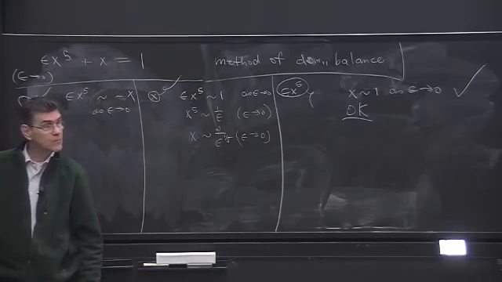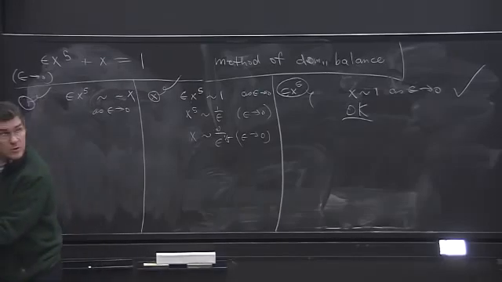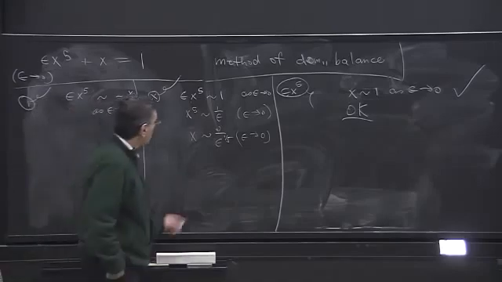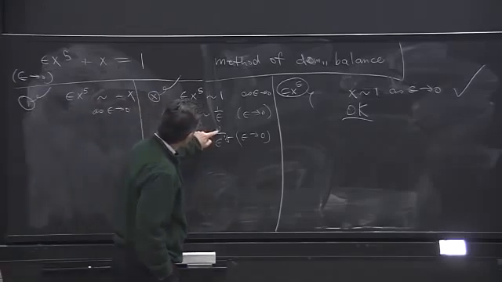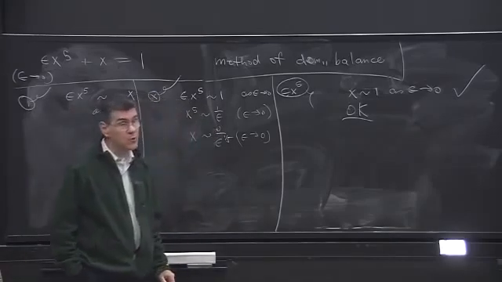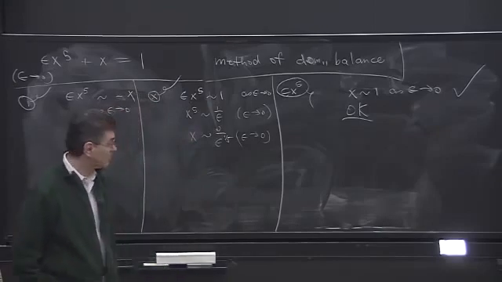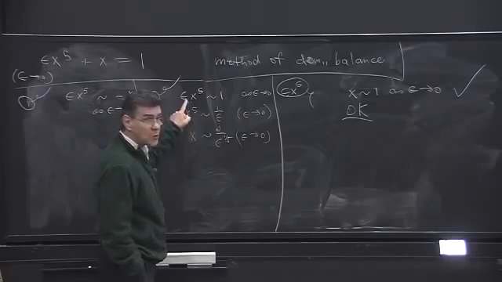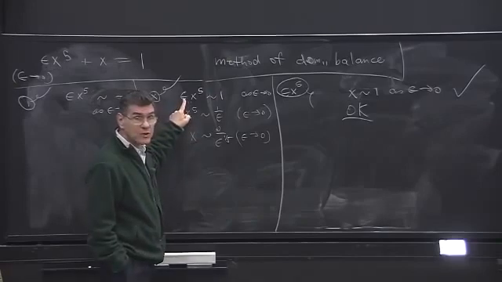e to the 2 pi i over 5, or e to the 4 pi i over 5, and so on. Those are the 5th roots of 1. Omega is a complex number, and when you raise it to the 5th power, you get 1. So this is the solution to this equation. That's the asymptotic solution to this equation.